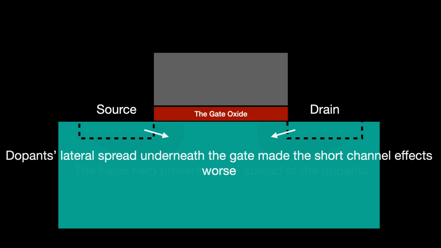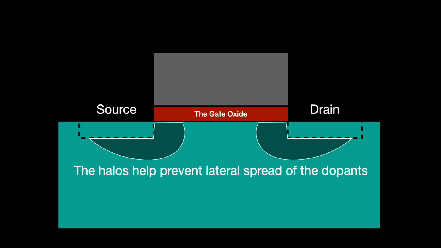The pocket implants place a heavy dose of dopants in a pocket, so to say, at an angle underneath the edge of the gate. They use the same dopants as the well underneath the transistor. So, if it is an NMOS, we inject more p-type dopants, boron.